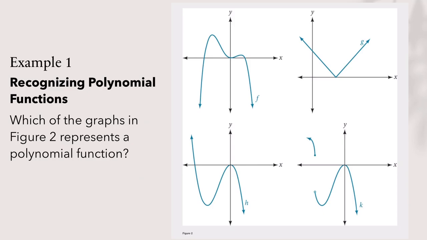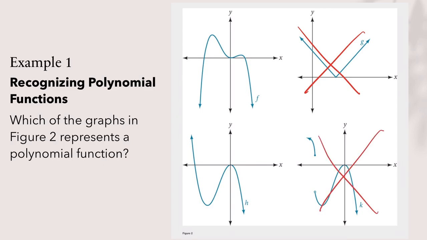All right. So example 1, recognizing polynomial functions. Which of the graphs in figure 2 represents a polynomial function? One characteristic of polynomial functions is that they don't have sharp corners or edges. So that one can't be a polynomial. And this graph here has holes or gaps or breaks. Polynomial functions don't have holes or gaps or breaks, so this can't be a polynomial.